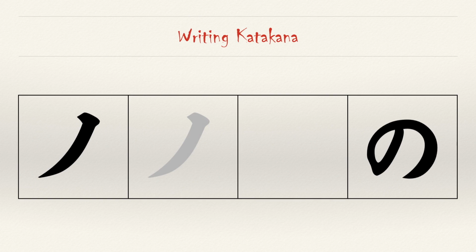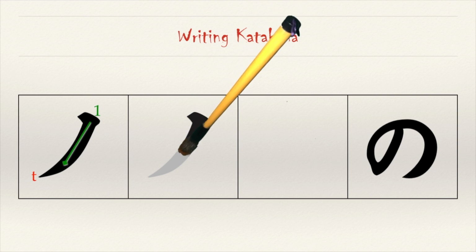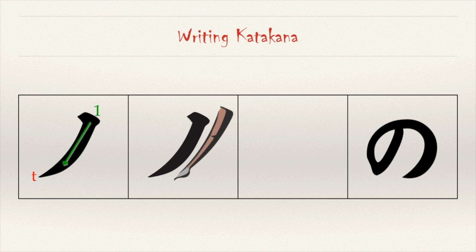No is the simplest of the katakana characters. It is a single stroke. It starts at the upper right and tails down gently to the left. So let's do this together really quickly. Stroke 1, no, done. I like to remember this one by thinking of an old-fashioned note pen.